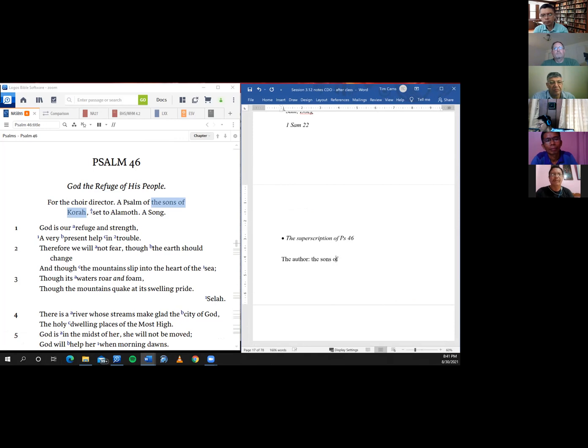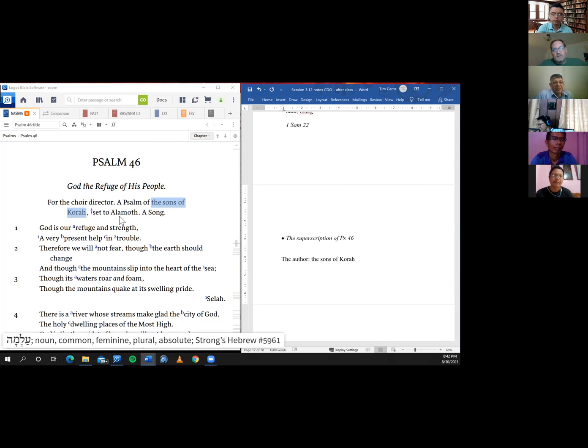The sons of Korah. Remember, those were part of the singers that were appointed by David to lead in the temple, singing in the temple. Yeah, Alamoth, we talked about that last week. That's probably some form of instruction that the translators aren't sure exactly what it means. Literally, it could mean "to the death," because muth is death, and al is a preposition too. But we're not sure.